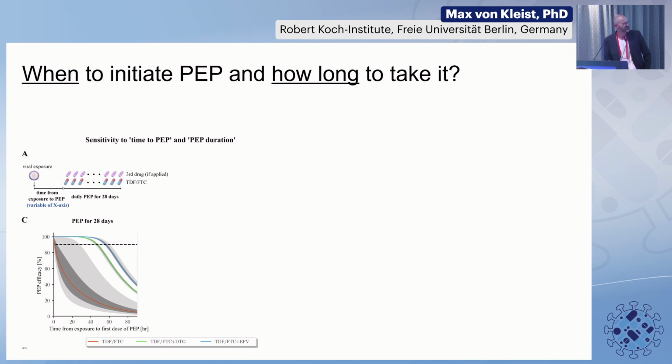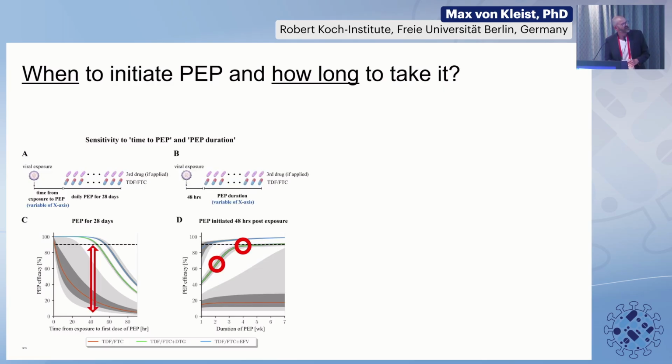However, if you add the third drug, you buy yourself some time. So you can actually have a short delay of roughly 48 hours between exposure and the initiation of the three-drug combination. You take that for 28 days, and then the infection rate would still be reduced by about 90%. That's our prediction here.